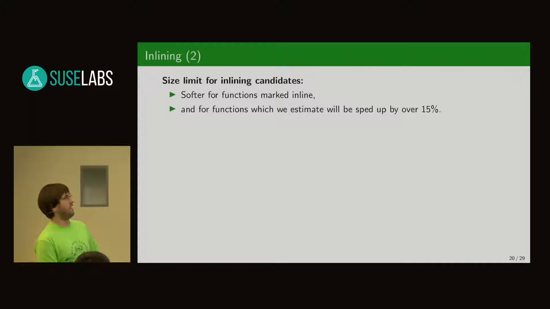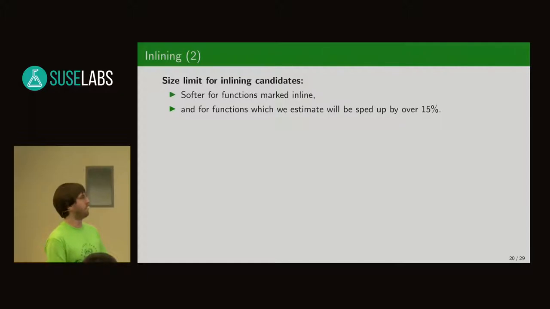There is a size limit for inlining candidates, and it is softer for functions marked inline, which means that you should sometimes be careful with marking functions inline, especially in C++ when you like to write your code directly into the class definition. That is an inline declaration and can mean that the compiler really thinks it's a good idea to inline it. And for functions where we estimate and are very confident that it'll be sped up by over 15%, we are more lenient.